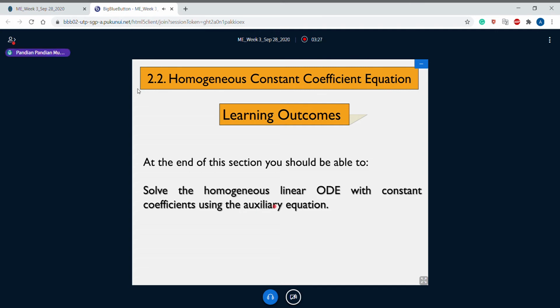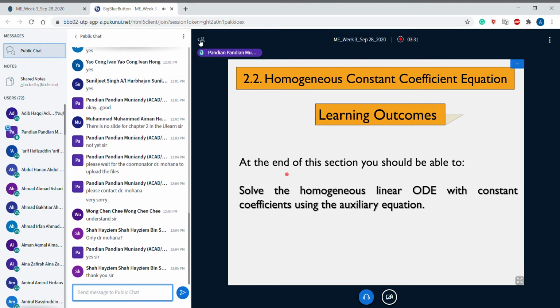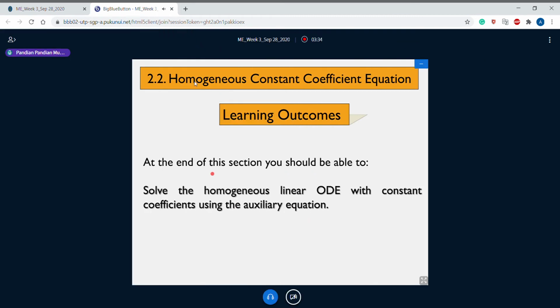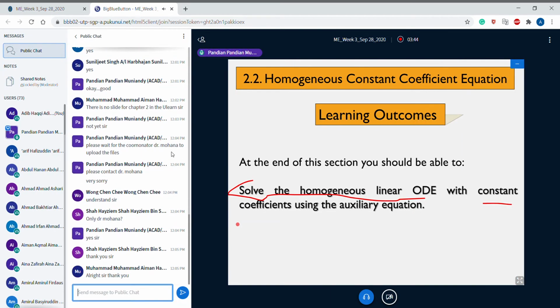So the learning outcomes for homogeneous constant coefficient equations: at the end of this session, you should be able to solve the homogeneous linear ordinary differential equation with constant coefficients.